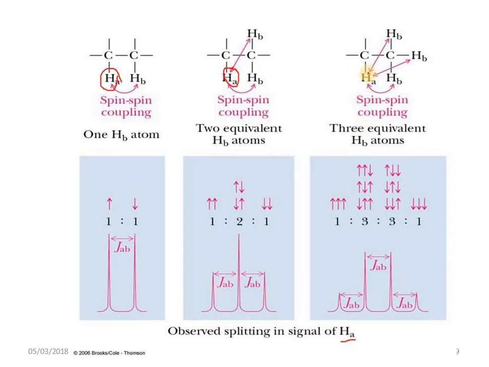So in this case, if the proton has 3 neighboring protons, 3 neighboring protons means 3 plus 1, 4. It will give now 4 peaks. 1, 2, 3, 4. 4 peaks.